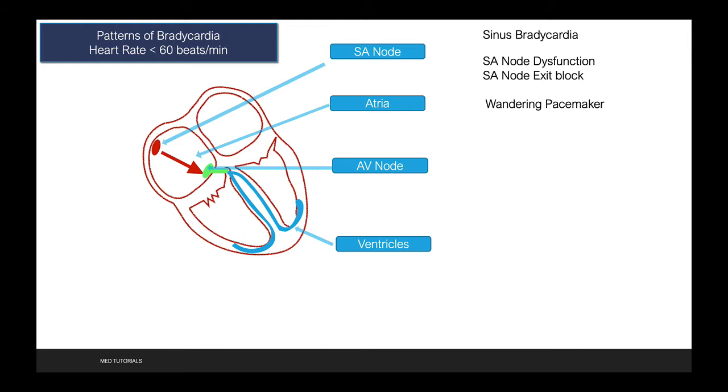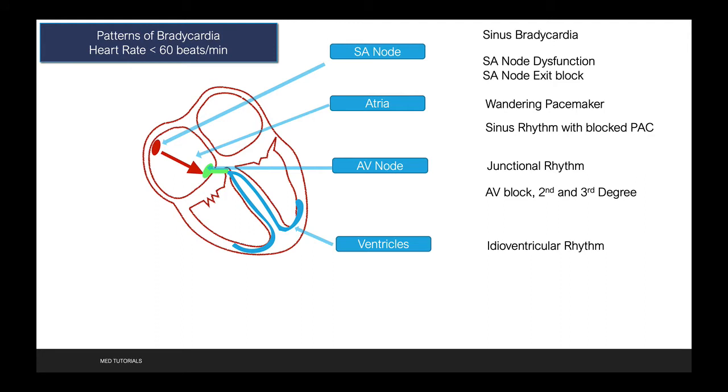At the level of atria, we have the problem of wandering pacemaker, or it could be a sinus rhythm with frequently blocked premature atrial complexes. At the AV node, we could have a junctional rhythm that's taking place, or it could be an AV block. That's what we popularly call a heart block, the second degree and the third degree AV blocks. And at the level of ventricles, we could be having an idioventricular rhythm.